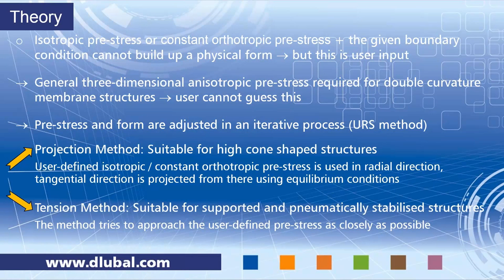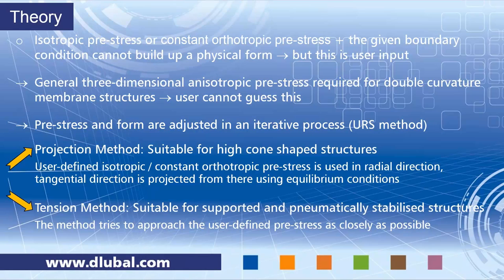But you can imagine that this is nothing you can easily define, or that's something you know. So if you just define an isotropic or a constant orthotropic pre-stress, you are not able to calculate a form which is physically possible. It's just not working from the physical meaning. But there's the trouble, as a user, you can only know isotropic or orthotropic pre-stress, you cannot estimate a general three-dimensional pre-stress. That's not possible. So that's why we are using an iterative process.